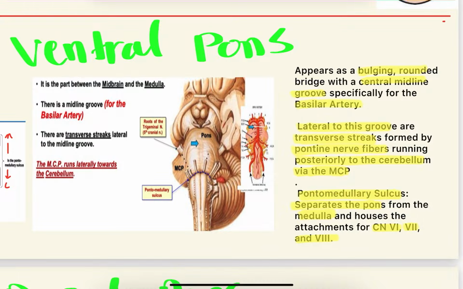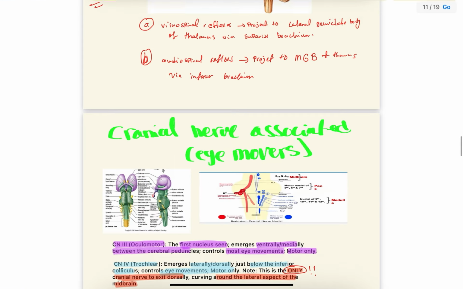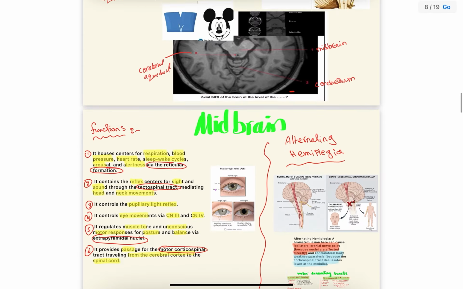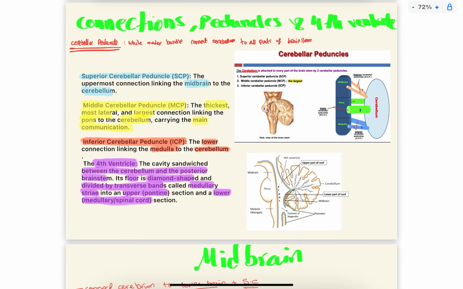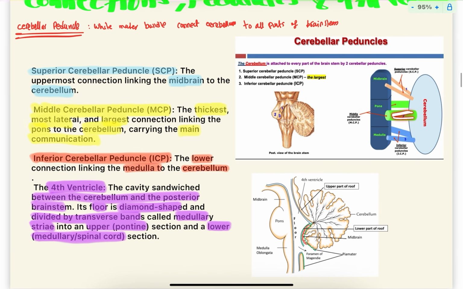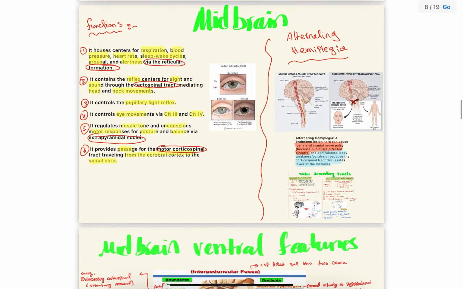And these are formed by what? The pontine nerves that are running posteriorly to the cerebellum via the middle cerebellar peduncle, the MCP. Where is it? Let's take a look at it. Yes, here. The middle cerebellar peduncle, just reminding you of it.